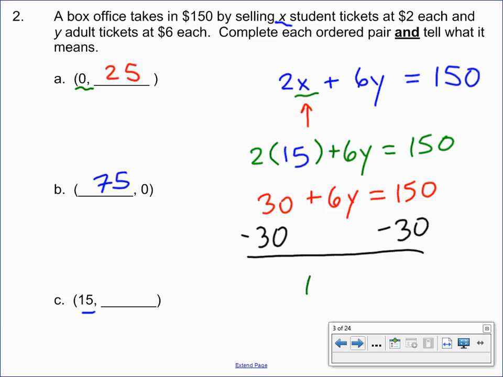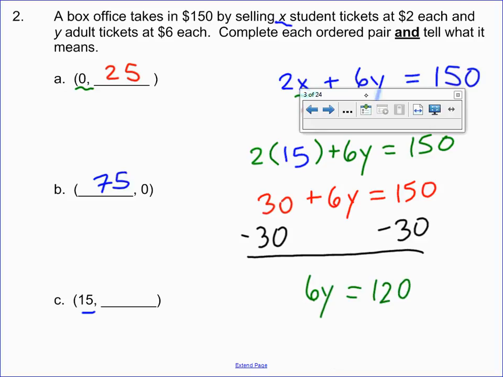So it looks like 6Y equals 120. And then divide by 6. It looks like we would have had to sell 20 adult tickets in order to still get my $150 predetermined revenue. So raise your hand if you have 20 for the last one. Can we have 20 for the last one? Awesome, you guys are doing great.